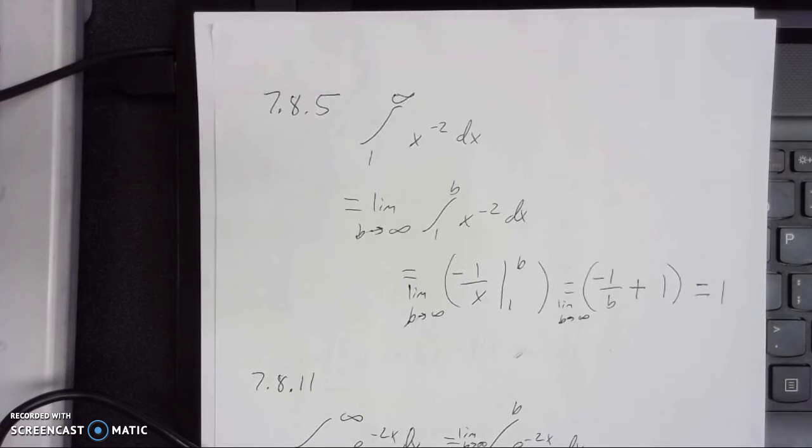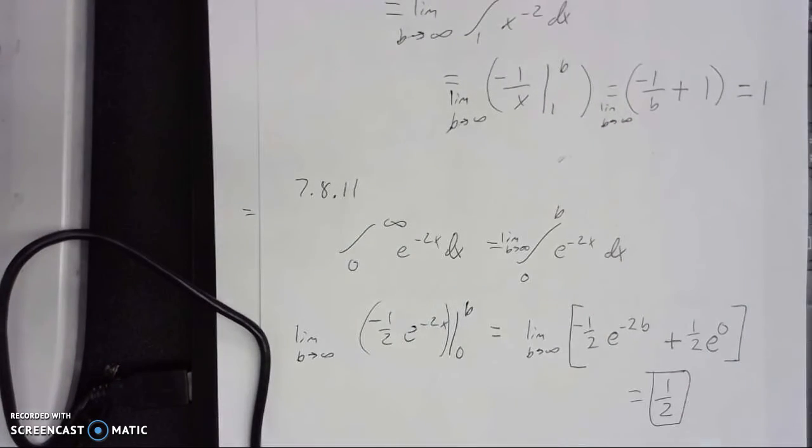Next up, we're going to look at question number 11. On this one, we again have an unbounded interval. We're integrating from 0 to infinity, e to the minus 2x dx. We're going to change that infinity into a b. And we're going to do the limit as b goes to infinity of the integral from 0 to b of e to the minus 2x dx. Well, the integral of e to the minus 2x would be negative 1/2 e to the minus 2x. We're going to evaluate that from 0 to b and then take the limit.